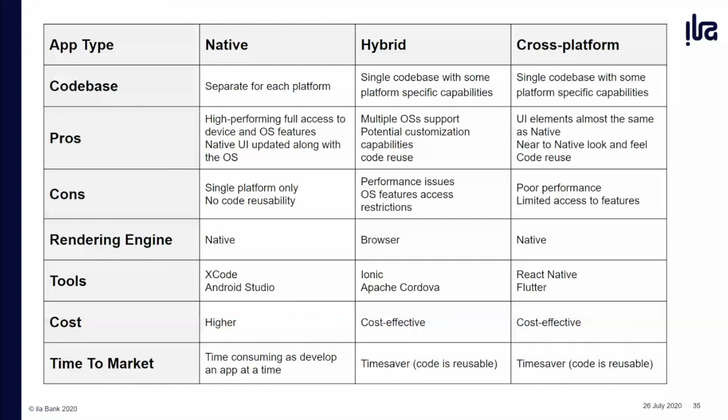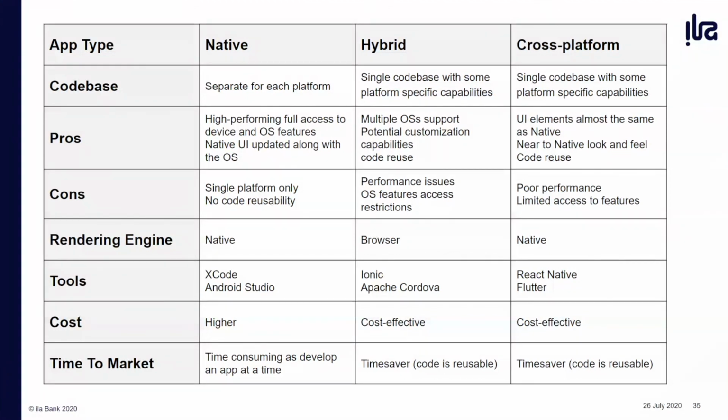Tools to develop with: native uses Xcode for iOS. However, Xcode is an IDE that can only be downloaded and used on macOS. Android Studio for Android. For hybrid, you can use Ionic, and you can use Apache Cordova. For cross-platform, there are two major platforms, React Native and Flutter, and there is also something called Xamarin, which is a .NET framework. In terms of cost, native is the highest cost.